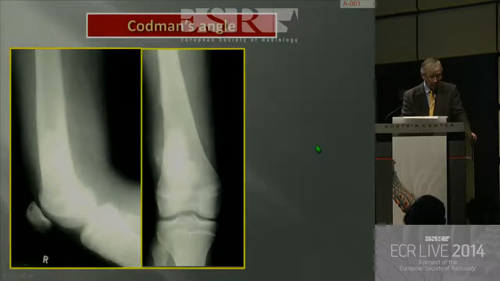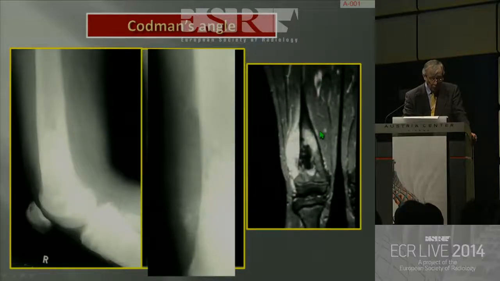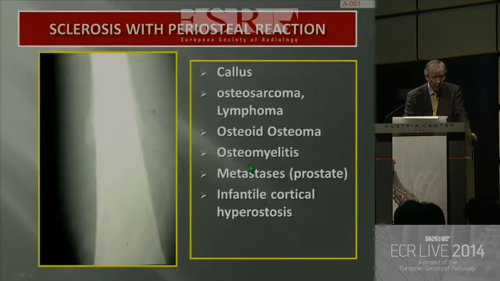Here is a classic Codman's triangle, and you can see the periosteal reaction, both sides, but it's aggressively destroyed at the margins, associated with sclerosis of bone. Here's a blown-up view showing you the periosteal reaction destroyed. And the MR shows why, of course: the soft tissue mass has extended out, lifted the periosteum off and broken through the periosteum. So that's the classic Codman's triangle.